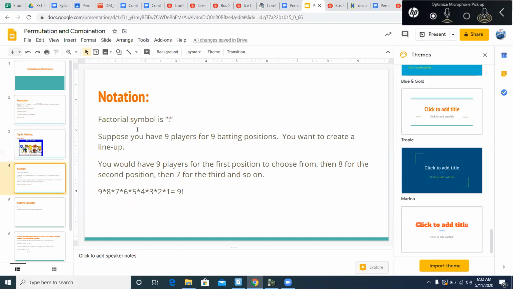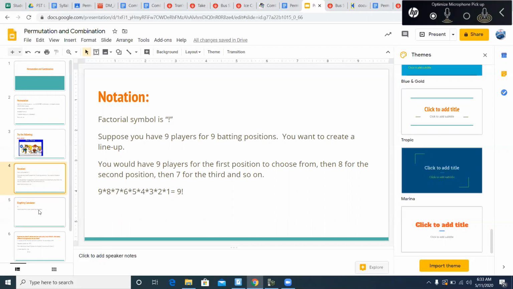So notation. This is what's called a factorial symbol. Let's suppose you have 9 players for 9 batting positions, and you want to create a lineup. You would have 9 players for the first position to choose from. For the second position, you would have 8. For the third position, you would have 7, and it keeps going all the way down until you have 1 left. And this is the same thing as 9 factorial. Factorial means you're just going to keep going 1 less.